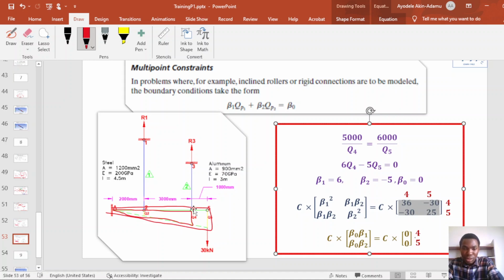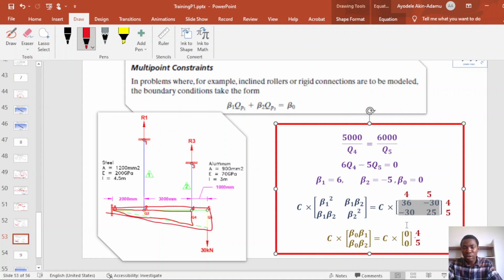Because at that node, 4 and 5, we need to add these two to modify our global stiffness matrix. If this is the only difference, we have been solving different one-dimensional problems using the penalty approach, but we need to incorporate this in the penalty approach method. If we have done this, the rest is the same as what we have done before.